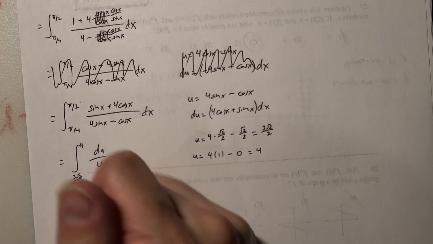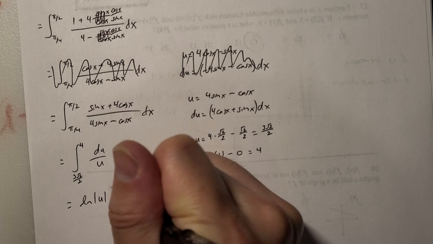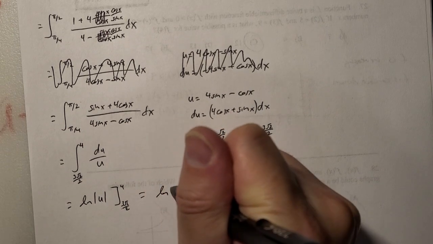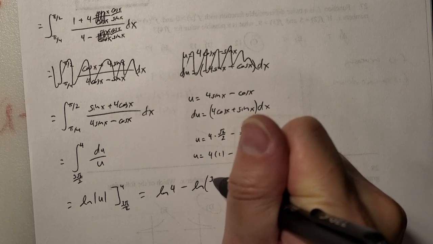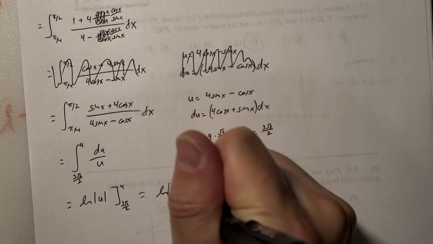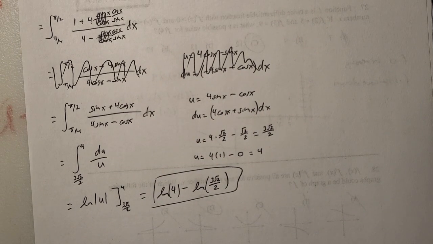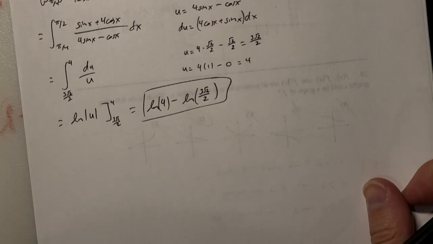Now we integrate. That's just log of u, evaluated from 3 root 2 over 2 to 4, which is log 4 minus log of 3 root 2 over 2. And that's my answer. Okay, started off a little rough with a simple mistake, but let's continue.